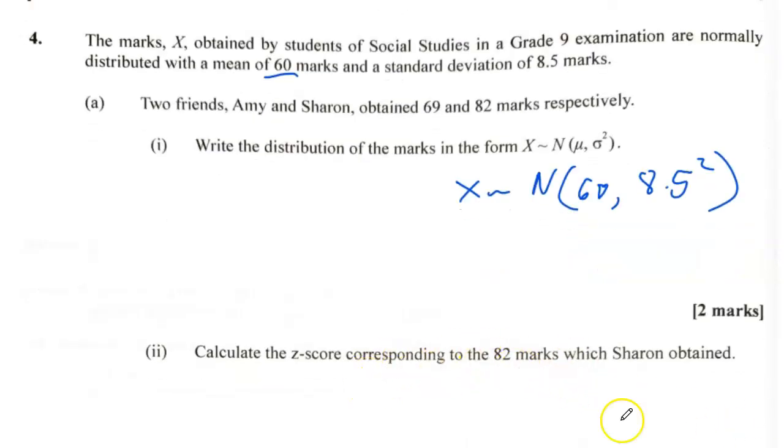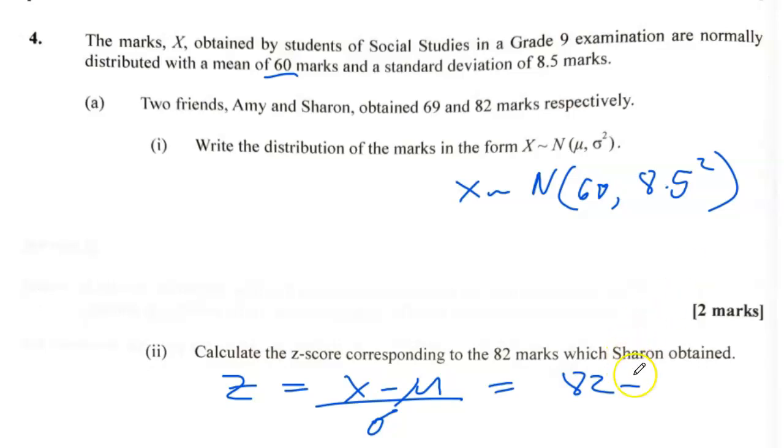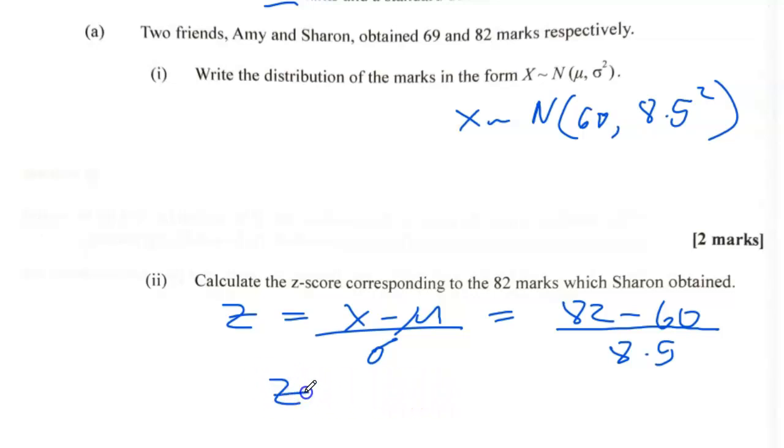Calculate a z-score corresponding to 82 marks which Sharon obtained. So the formula for z is x minus mu over sigma. Mu is the mean, and sigma is the standard deviation. So x is 82 minus, we are told the mean is 60, divided by 8.5. To 2 decimal places, we end up with z equal to 2.59.